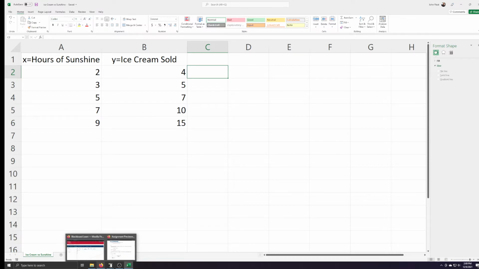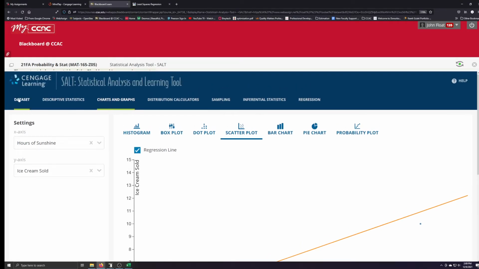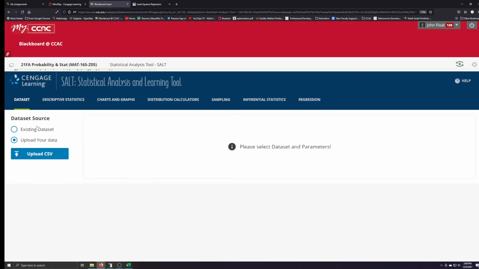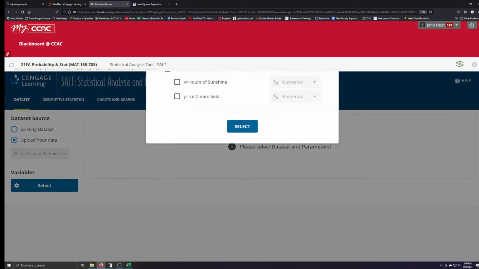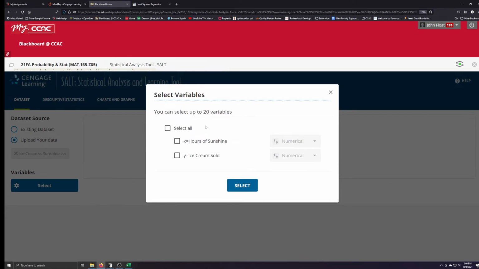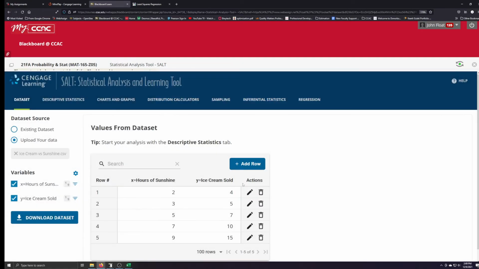And then to use SALT, you're going to click on data set. You're going to upload your data, so you would click upload CSV. Since I saved it to the desktop, right here it says ice cream versus sunshine. I'm just going to double click on it, and it's going to ask me what variables I want. So I'm just going to click select all, and click select. Here are my data values.